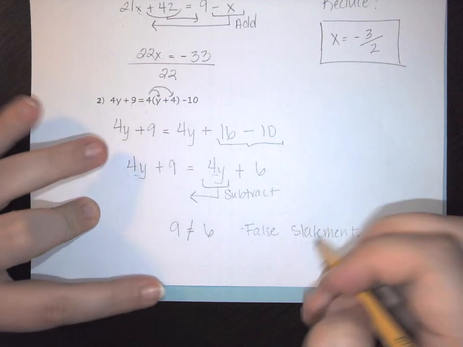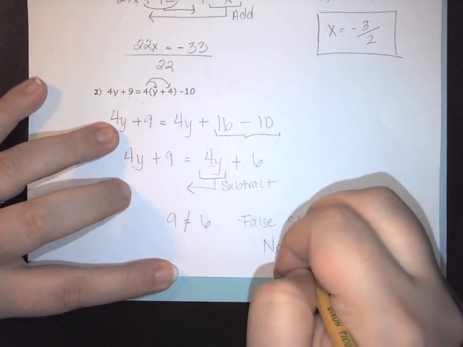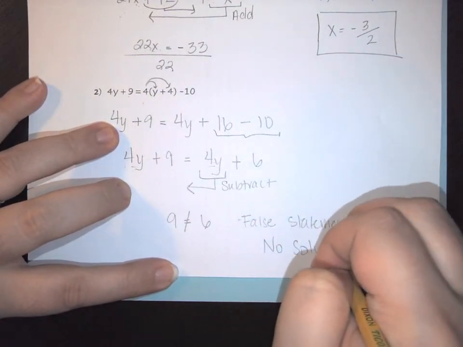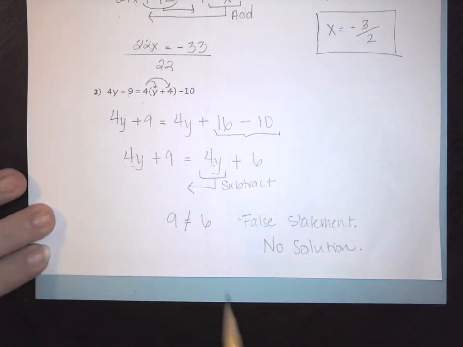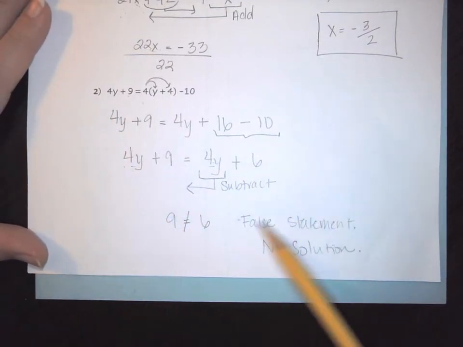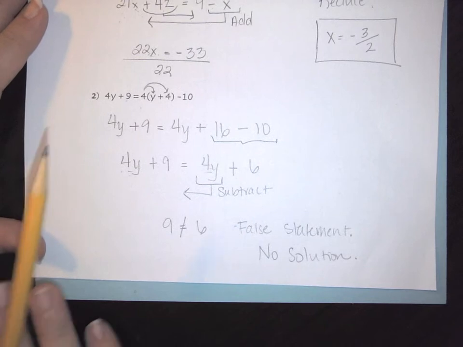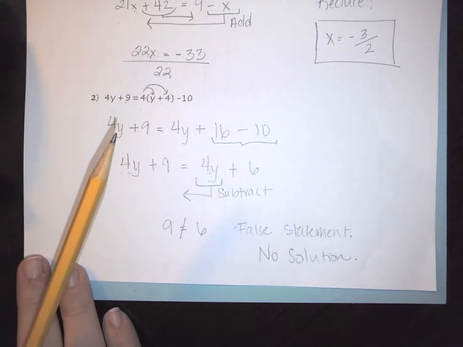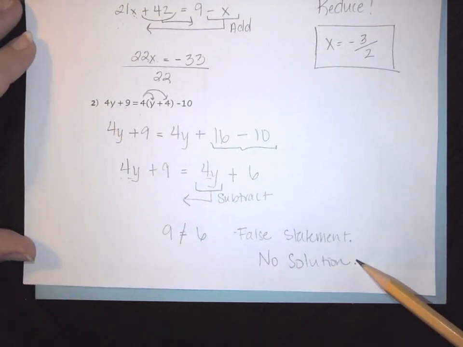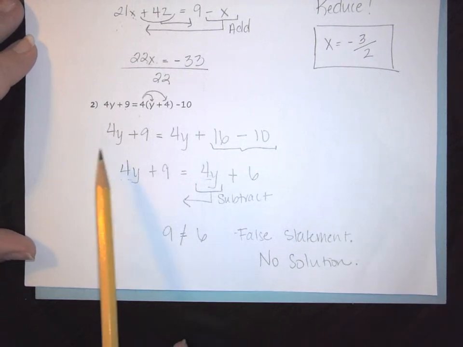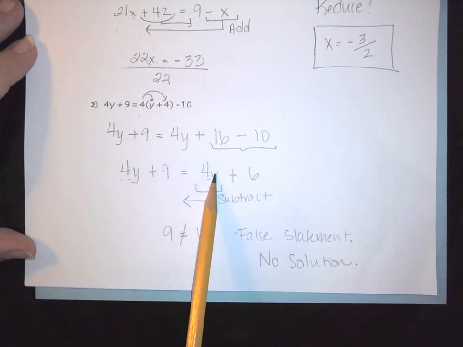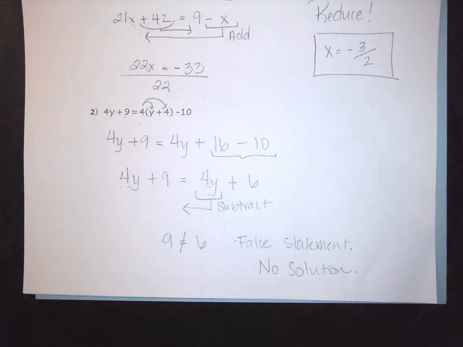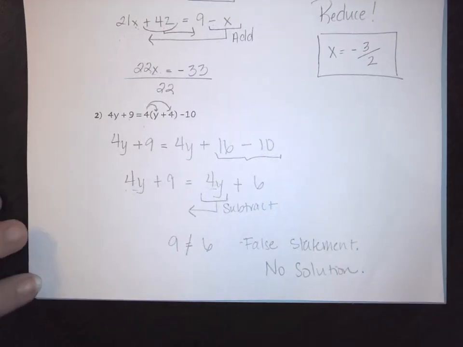False statements mean that you have no solution. Okay, so this would be an example of a special type of solution, i.e. no solution, meaning it doesn't matter what you plug in for your y value, you're going to come out with nothing working either way. So a false statement again gives you no solution.